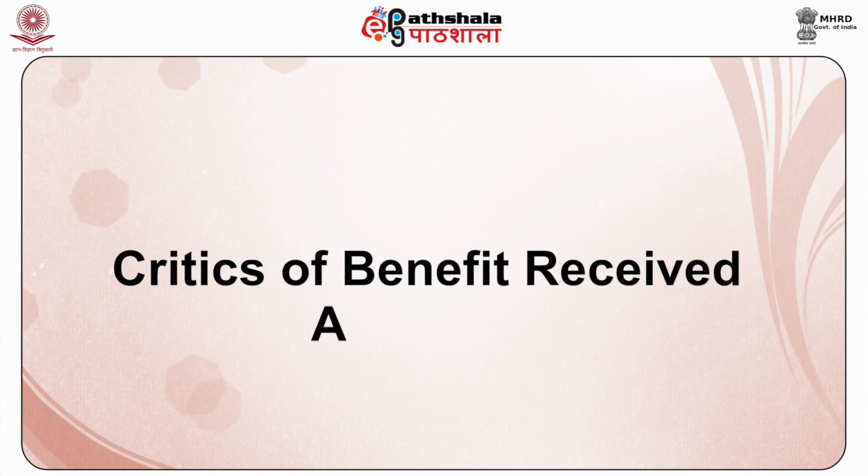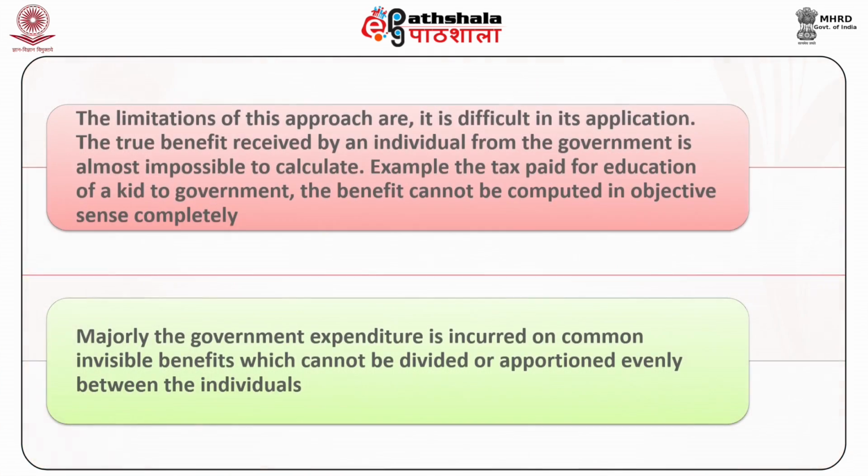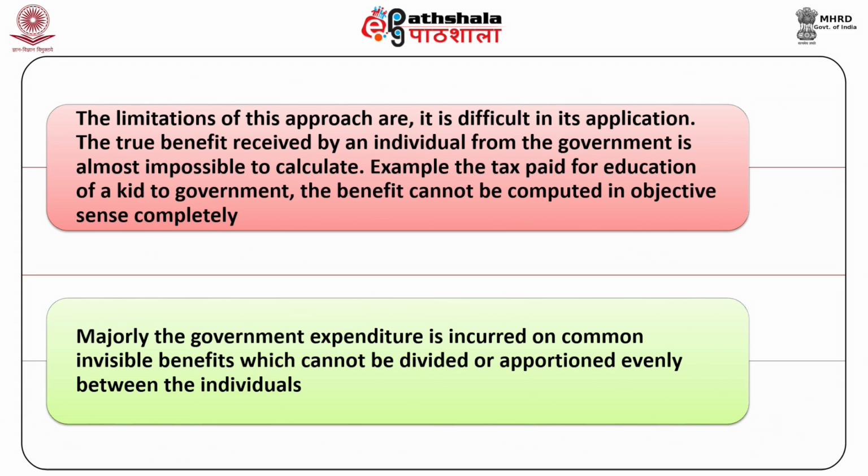Critics of the benefit received approach. First, the limitations of this approach are: it is difficult in its application. The true benefit received by an individual from the government is almost impossible to calculate. For example, the tax paid to the government for the education of a kid. The benefit cannot be computed in an objective sense completely.